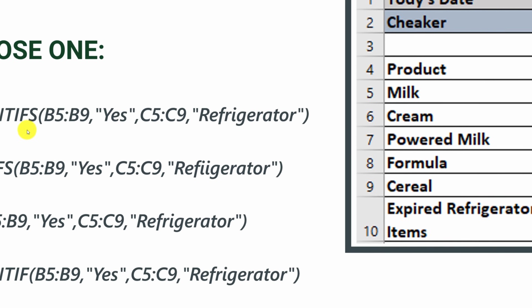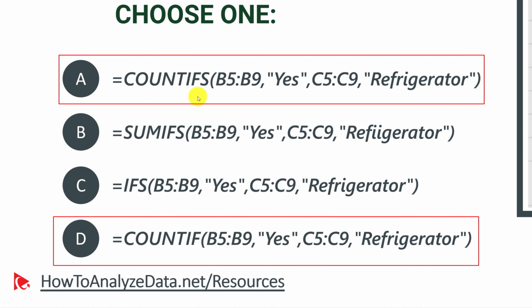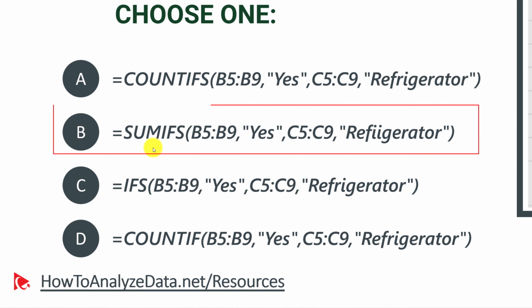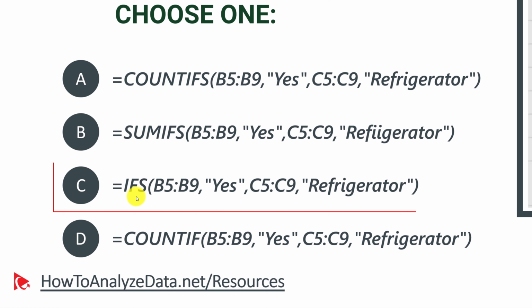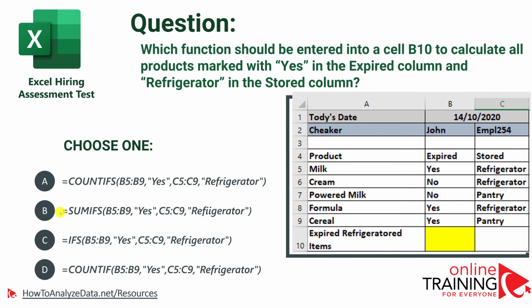There are 4 choices with samples of the formulas that could be used to answer this question. There are 2 samples with the COUNTIFS formula. One choice contains the SUMIFS formula, and another choice contains the IFS formula. So which one do you think is the correct answer here? Let's work together to get to the solution.